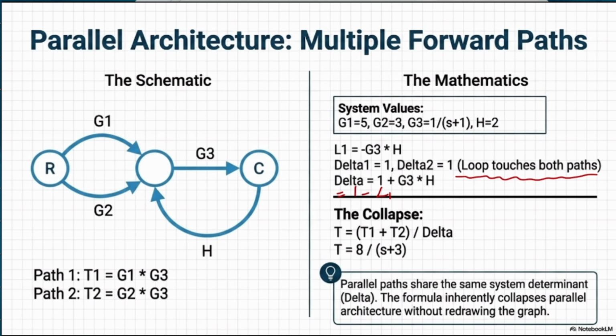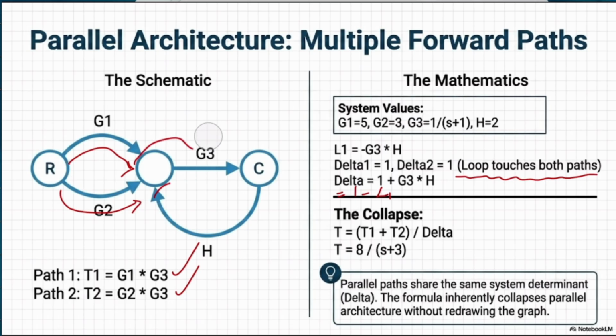Why? Because at this point, I have my G1 and it goes to G3, and then I go to the output, and then I have G2 times G3. So obviously you can see there are 2 forward paths. And then my T1 is going to be G1, G3, and my T2 is going to be G2, G3. But how many loops do I have? This is obviously 1, because G3 times H, which I have to consider with the negative sign. So let's solve this guy.